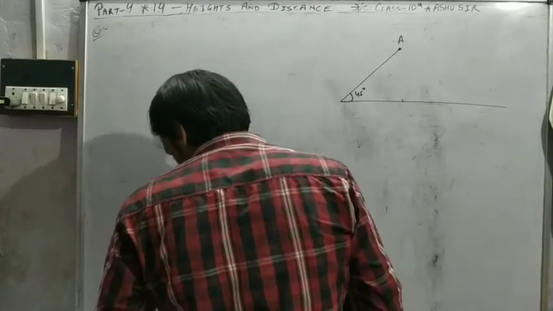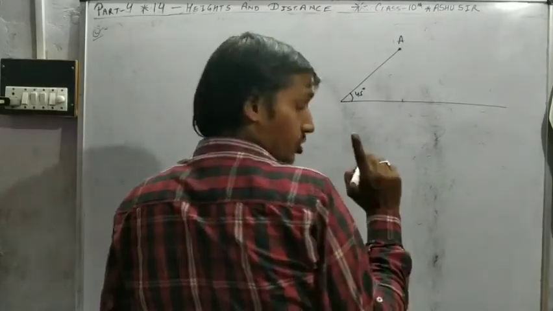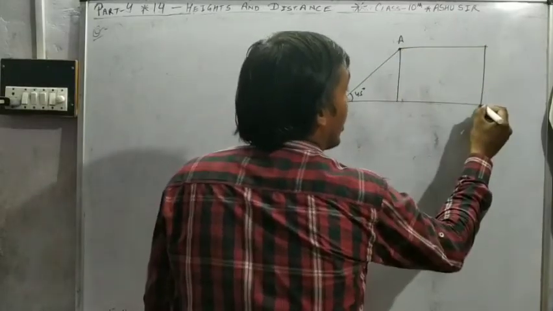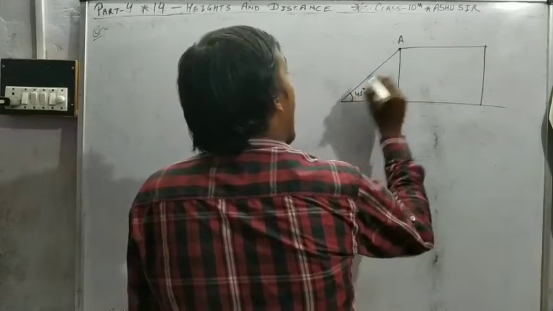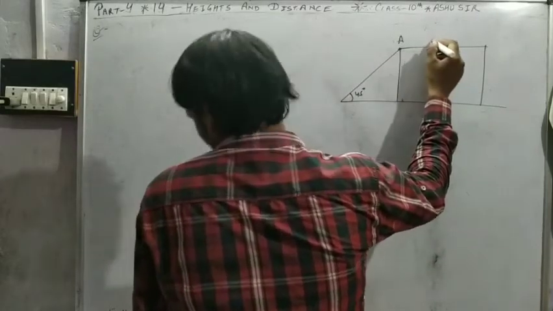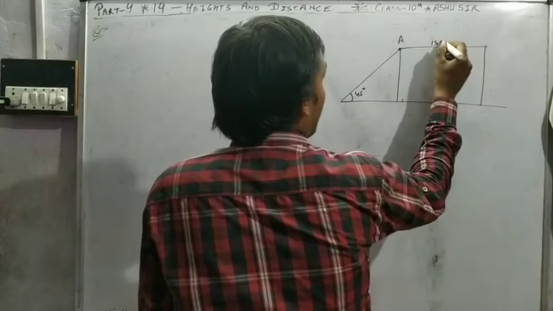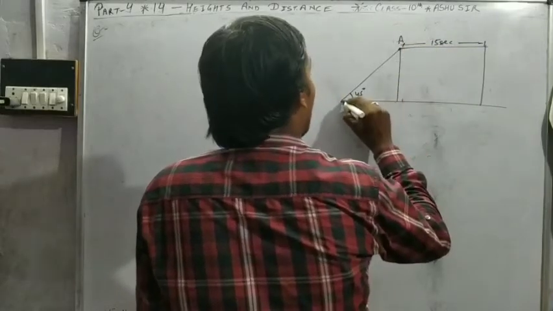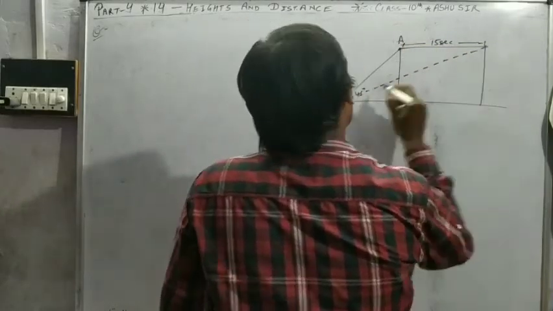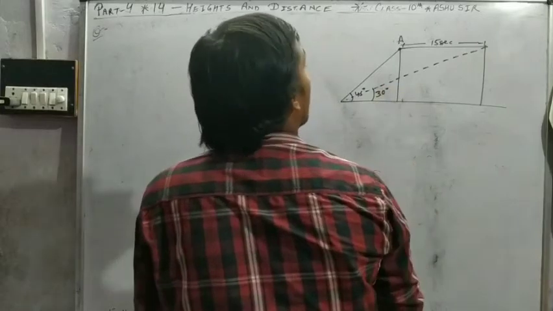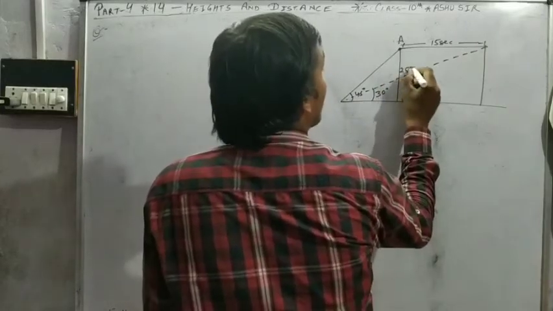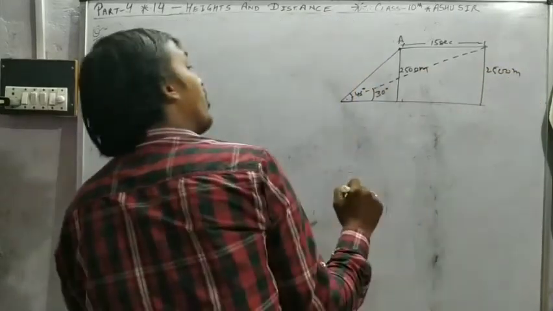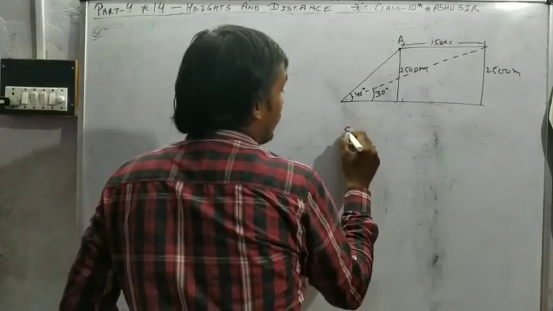After a flight of 15 seconds, the question says it is at a constant height. Means the height here and here is always the same. This is a time, okay, not a distance. The angle of elevation changed to 30 degree. If the plane is at the constant height of 2500 meter, find the speed of the airplane.